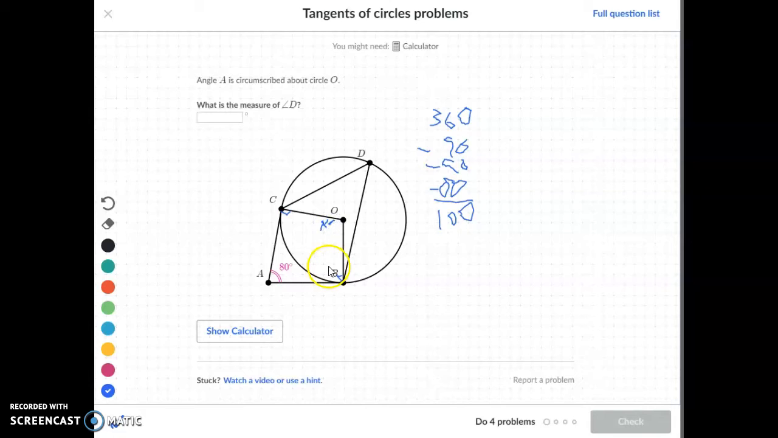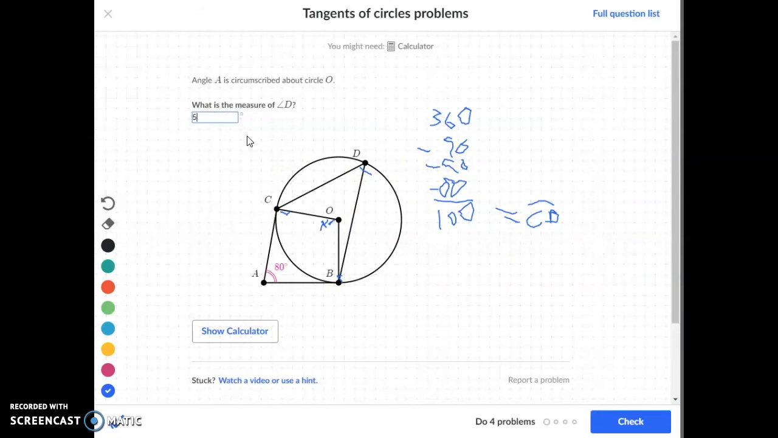Remembering that central angles equal the arc that they form, so CB is also 100 degrees. So this equals arc CB. And lastly, we need to know that inscribed angles are half of the arc that they form. So angle D is going to be half of arc CB. So angle D should be 50 degrees.